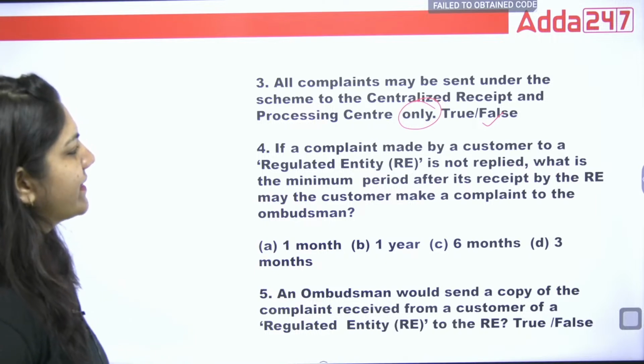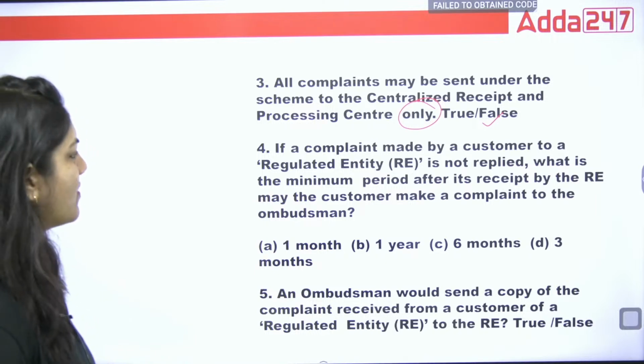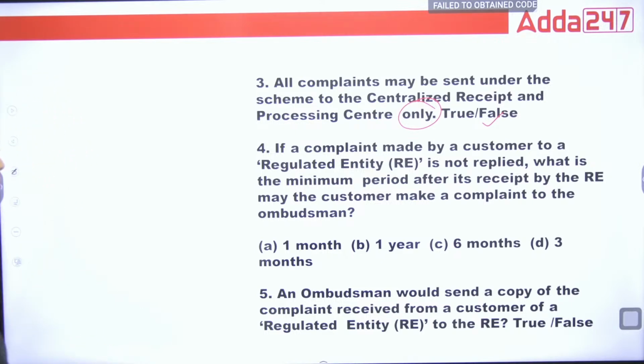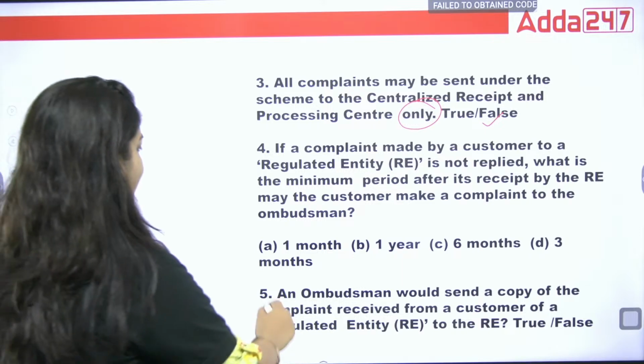If a complaint made by a customer to a regulated entity is not replied to, what is the minimum period after it is received by the RE that the customer may make a complaint to the ombudsman? That is important, guys. What is the right answer? The right answer for this one is basically 1 month.